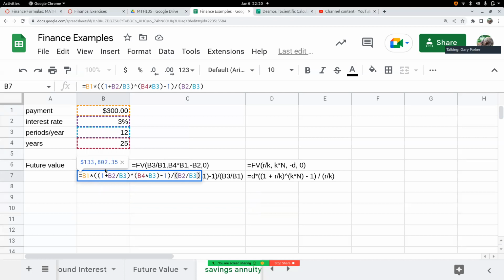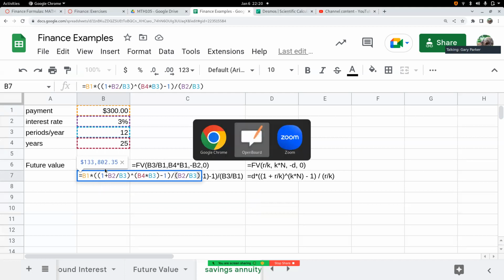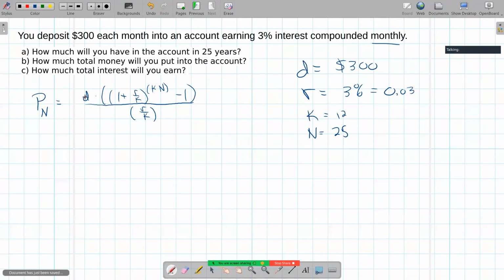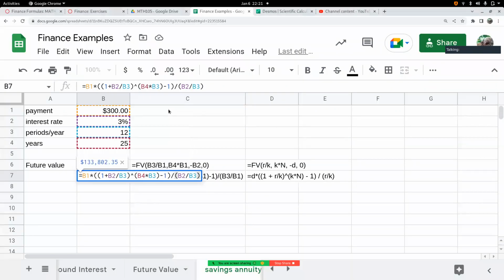Now, in this case, we want to use parentheses carefully. So I have an outer parentheses for the numerator times the monthly payment, and I have another parentheses for the denominator. The spreadsheet needs that same thing. So B1 is my periodic payment, my monthly payment, and then I multiply by parentheses for the numerator, which starts and ends up to the slash.